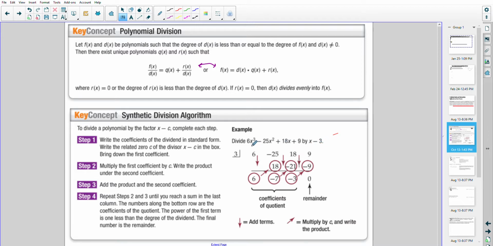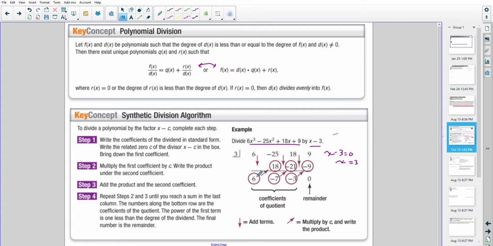When you divide this polynomial by x minus 3, what you want to do is set x minus 3 equal to 0 and then solve for x. And you would see if you solve for x, you would get x is equal to 3. 3 is what you're going to be using in the shorthand way of dividing.